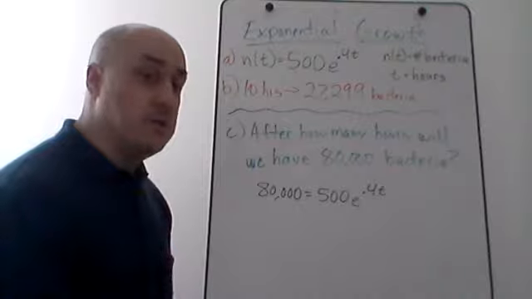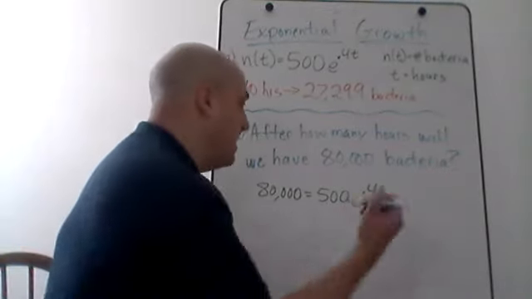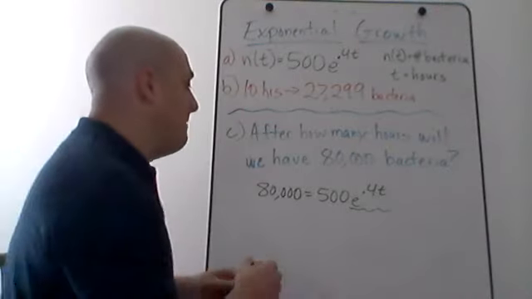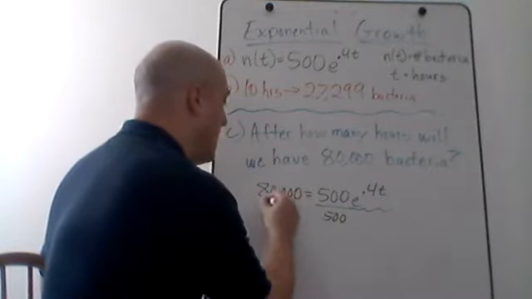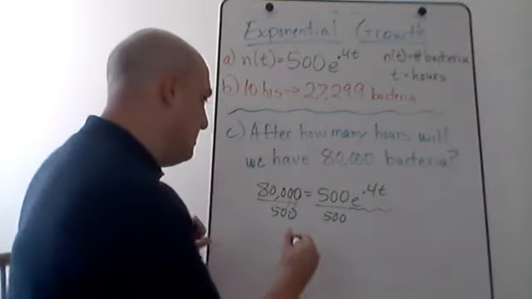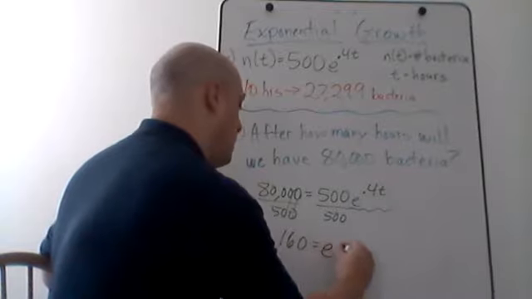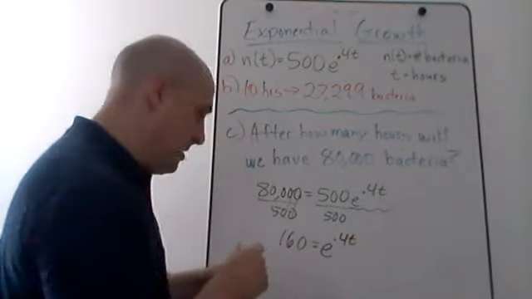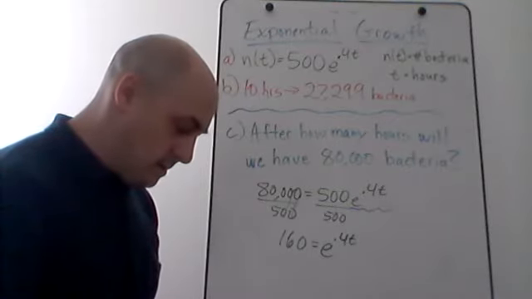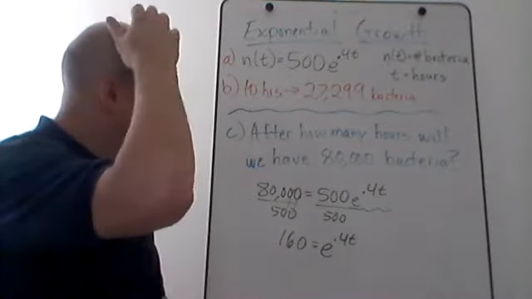First step to solving an exponential equation, get the base to the power by itself, right? The base to the power being this e to the 0.4t, which means dividing away the 500. If I divide both sides by 500, I'm going to end up with, I want to say 160. I'm going to pull out the calculator and double check that because I don't want to give everybody the wrong answers there. But 80,000 divided by 500, yes, it's 160. All right, good. So 160 equals e to the 0.4t.